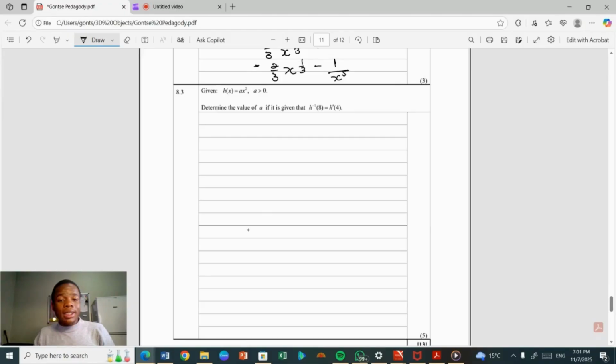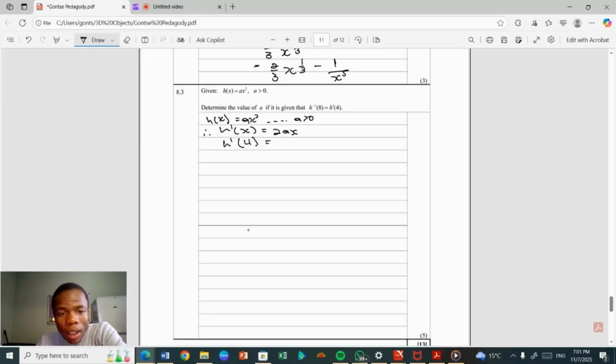So they said, given h of x is equal to ax to the power of 2, a is greater than 0, determine the value of a if it is given that the inverse of h of 8 is equal to h of 4. Okay. From here, you are given that h is equal to ax squared, right? Then a is greater than 0, right? You are given this, right? Therefore, h prime of x is equal to 2ax, right?